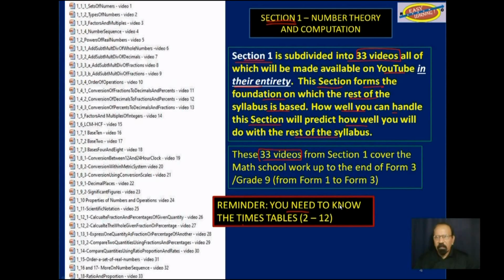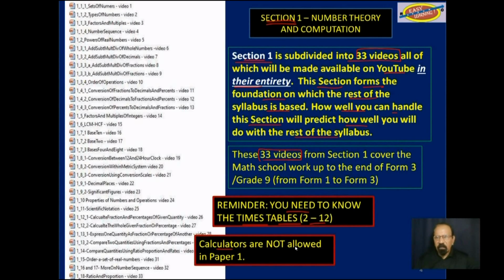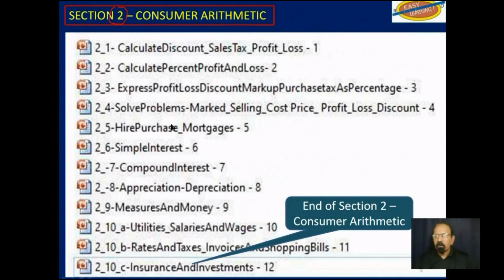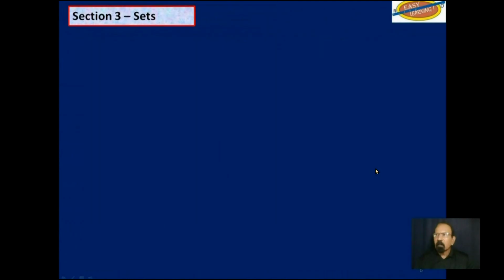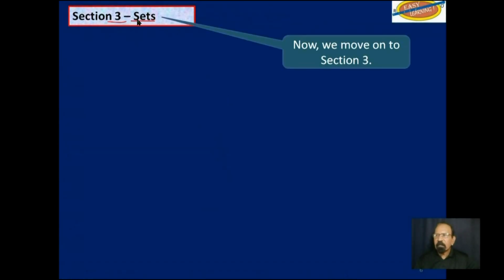Reminder again that you need to know the times tables 2 to 12 if you don't already know them, since calculators are not allowed in paper 1. Section 2, just mentioning that all 12 of these videos have been published on YouTube in their entirety. So that would give a total of 45 videos from sections 1 and 2 that have all been published on YouTube in their entirety.